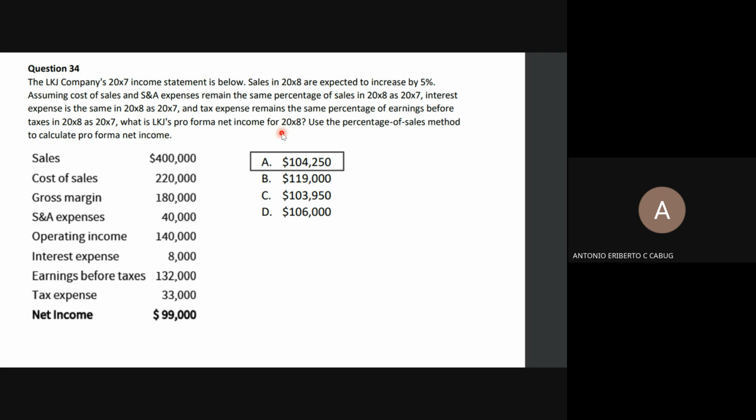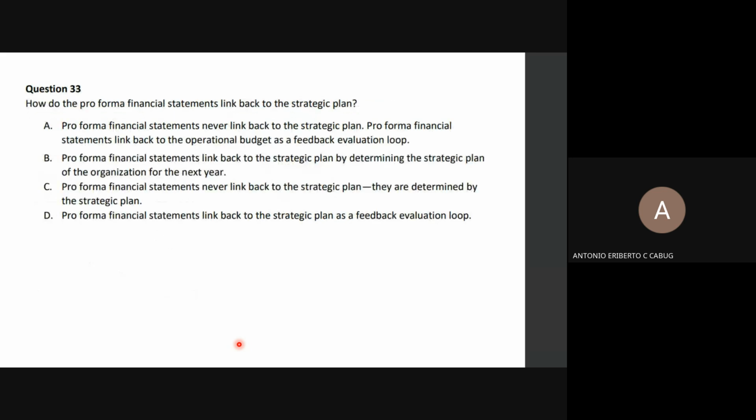The correct answer here must be letter A, 104,250. So just increase your operating income by 5%. Keep the same interest expense, calculate your earnings before taxes, and then tax at 25%, which is the tax rate. There you go. The answer is A, 104,250.